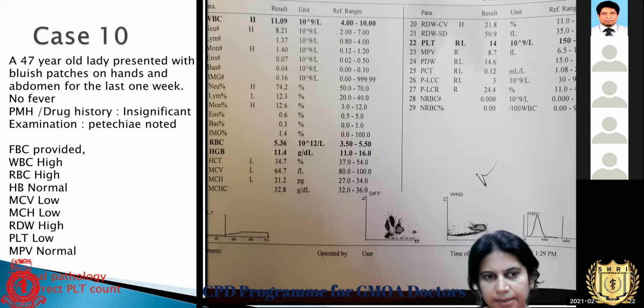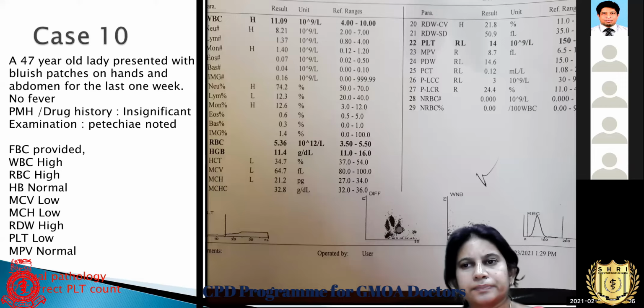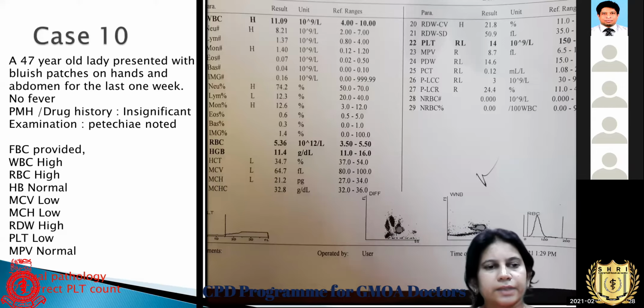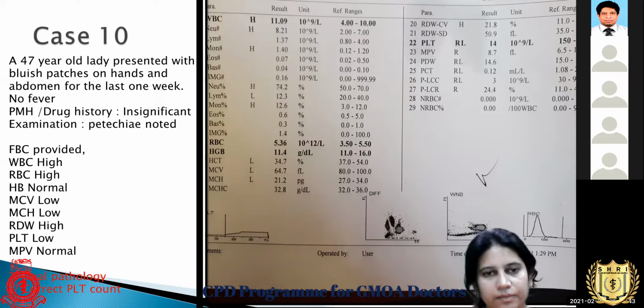Okay, we go on to another case with low platelets. Case number 10. A 47-year-old lady presented with bluish patches on hands and abdomen for the last 1 week. No fever, no history of drugs, no significant past medical history. On examination, you see petechiae only. Rest of the examination normal.